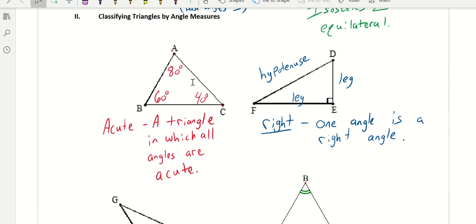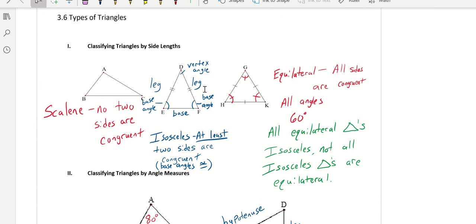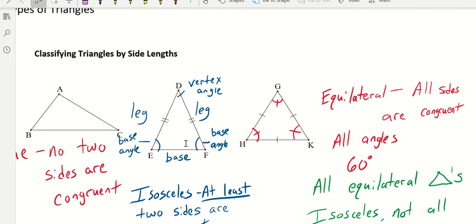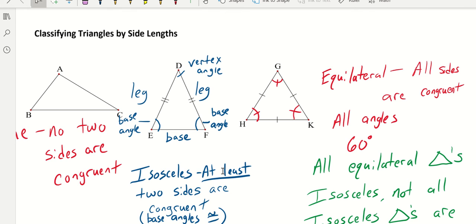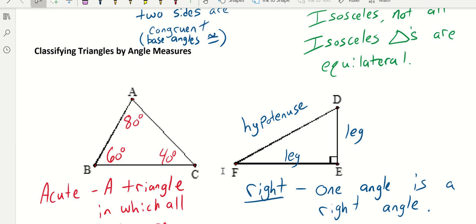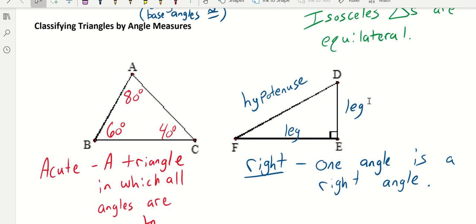So notice the difference between the legs in a right triangle and the legs in an isosceles triangle. In an isosceles triangle, the legs are congruent. That's not necessarily the case in a right triangle. So in this triangle, if it's drawn to scale, you can clearly see that FE has to be longer than DE. Assuming it is drawn to scale, we cannot assume that unless you're told it is drawn to scale. But yeah, in an isosceles triangle, the legs have to be congruent. In a right triangle, the legs don't have to be congruent.